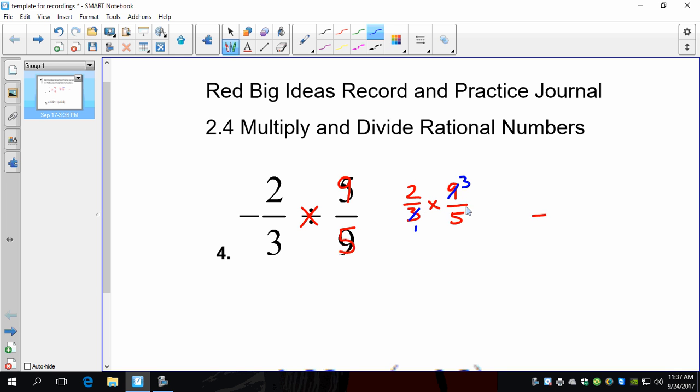Then I just need to multiply it out, multiply the tops. 2 times 3 is 6, and 1 times 5 is 5. And then I just want to make sure I write it in simplest terms. How many times does 5 go into 6? 5 goes into 6 once. I have 1 left over. So my answer would be negative 1 1/5.